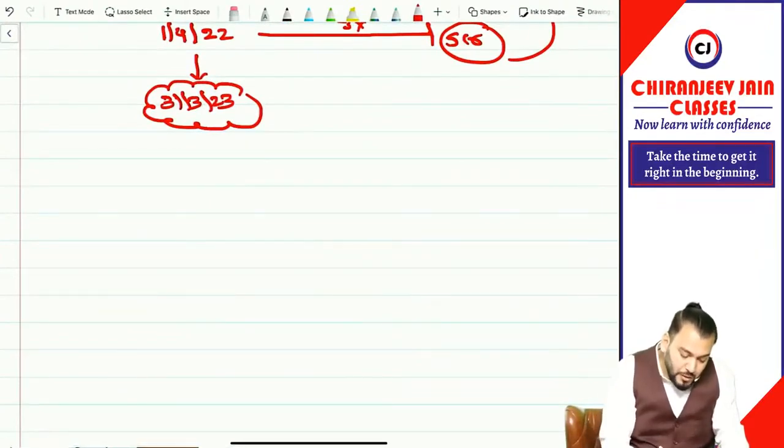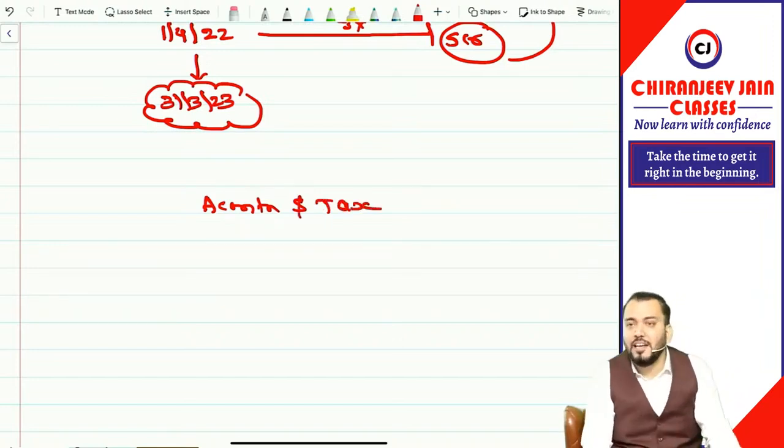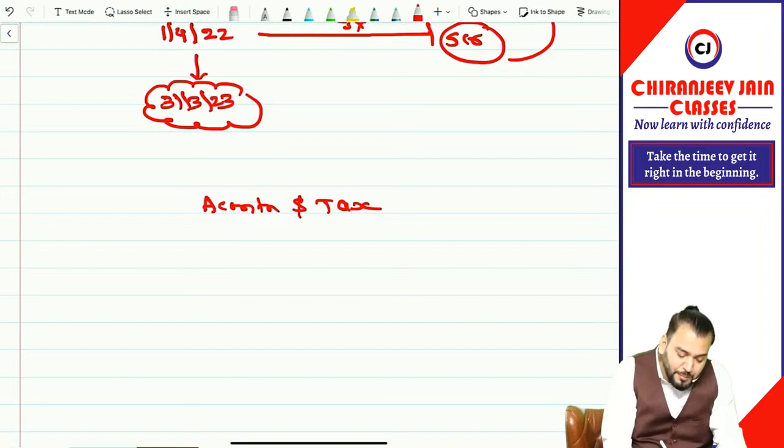Suppose you are doing some accounting and tax work. Means you are a chartered accountant and you are doing accounting and tax work. So you have many employees.